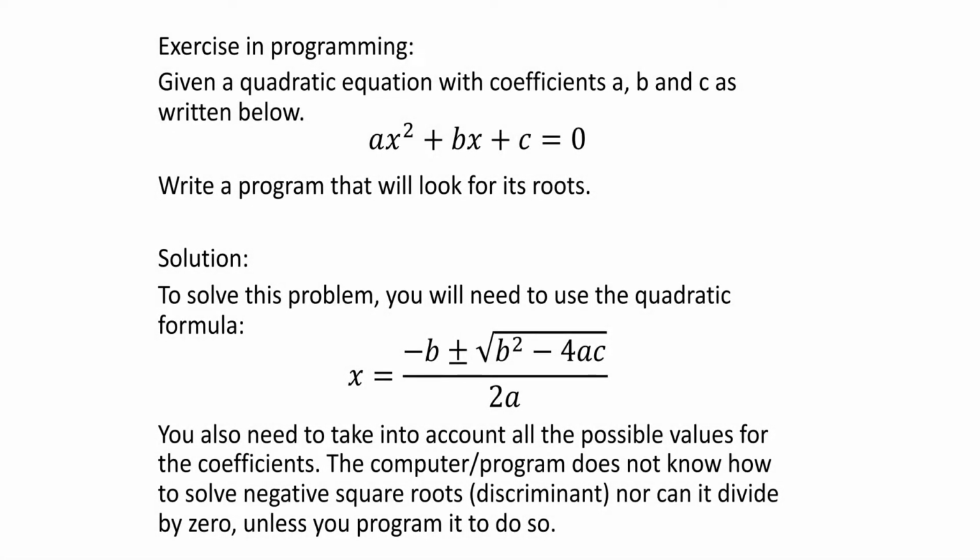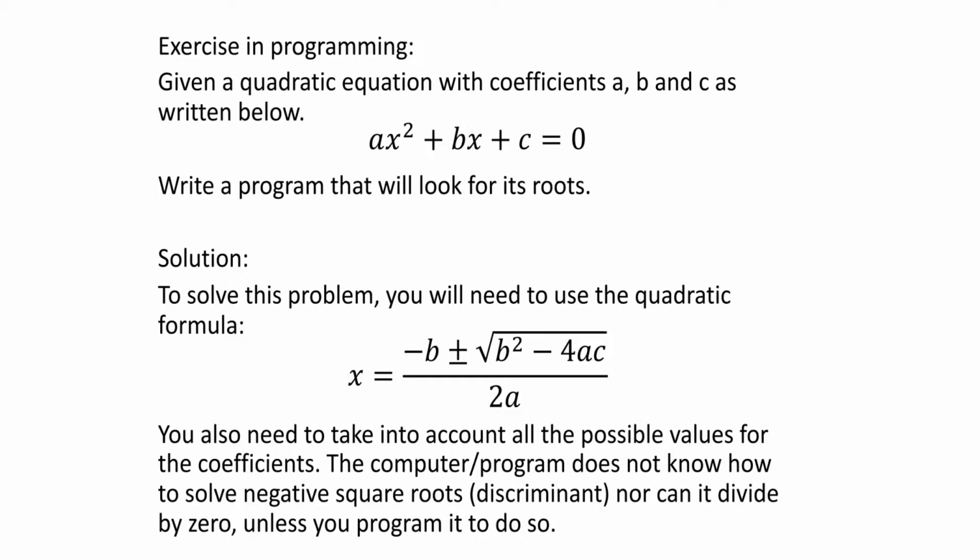Let's take a look at this problem and use MATLAB and Python in order to solve it. Given a quadratic equation with coefficients a, b, and c as written below, ax squared plus bx plus c equals 0, write a program that will look for its roots. To solve the problem, we need to use the quadratic equation as shown. X equals negative b plus or minus square root of b squared minus 4ac over 2a.